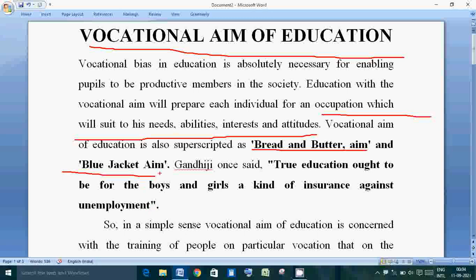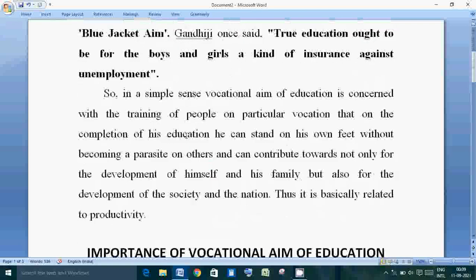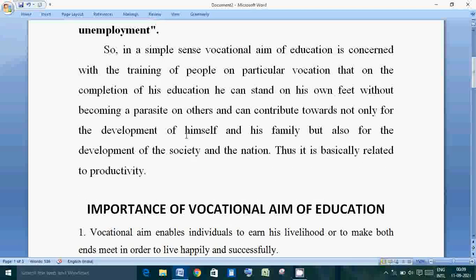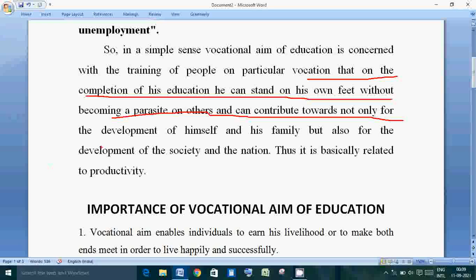Now, in a simple sense, the vocational aim of education is concerned with the training of people in a particular vocation, so that on the completion of his education he can stand on his own feet without becoming a parasite on others and contribute not only to the development of himself and his family but also to the development of the society and the nation.